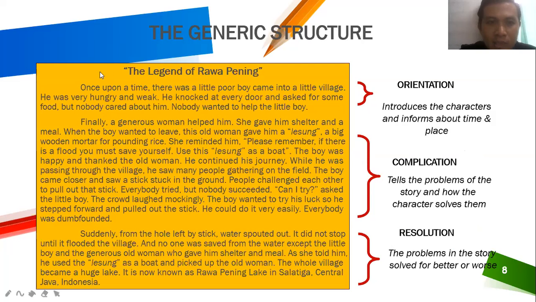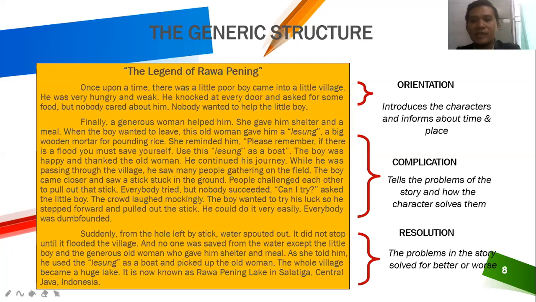Okay, if you look at this, is it telling the characters and inform about time and place or not in the first paragraph? Yes or no? Apakah dia memperkenalkan karakter? Karakter itu partisipal siapa yang aktor pemeran di situ siapa aja? And inform about the time? Yes, sir. Inform about the place? Yes, sir. Okay, right. So you agree this is an orientation, right? Right, sir. Okay, very good.